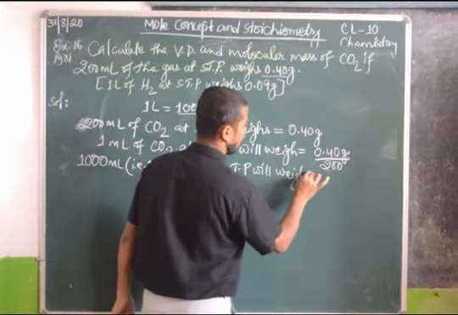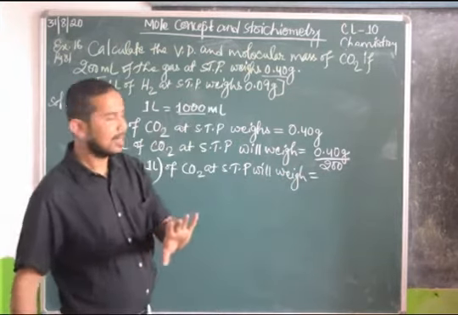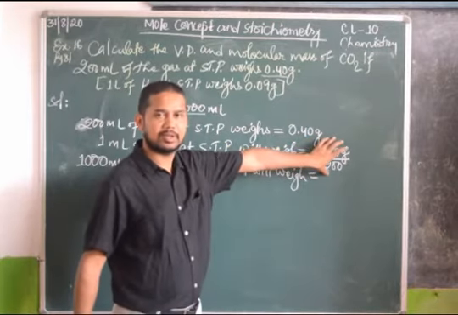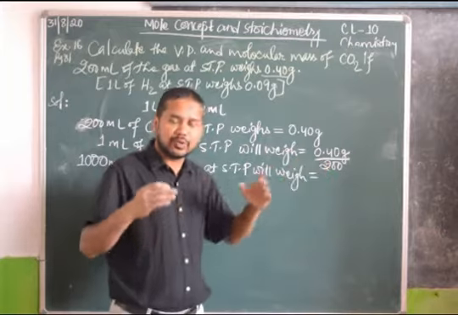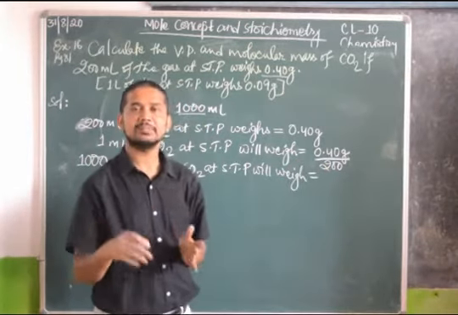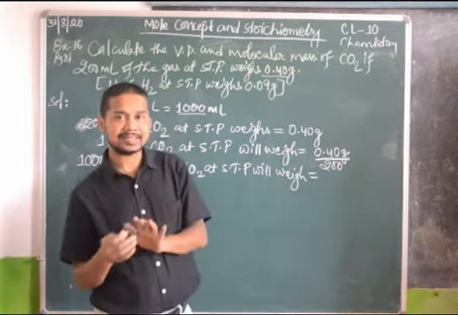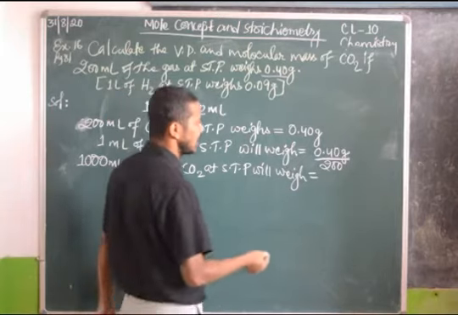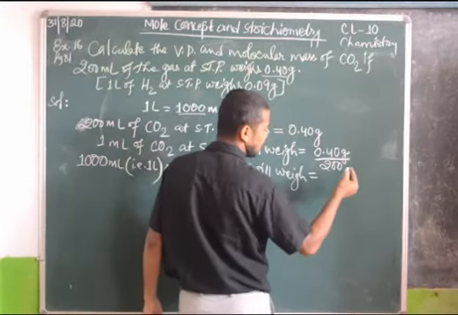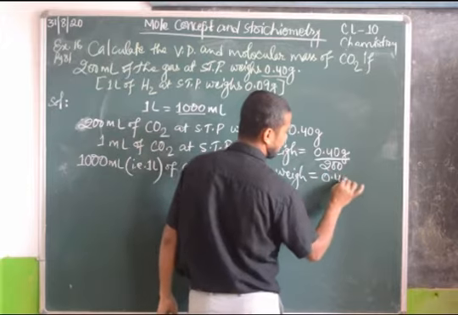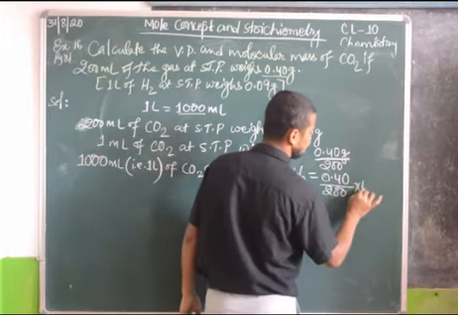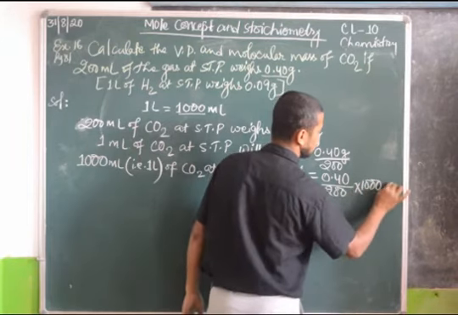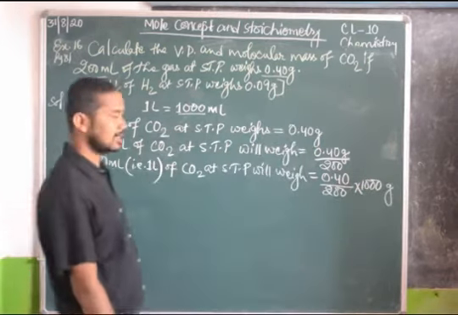Now, 1 ml weighs this much, so 1000 ml will weigh more than this. Whenever it is more, then multiply. Whenever it is less, then divide. That is the thing in the unitary method. Now, 0.40 divided by 200 into 1000 gram.